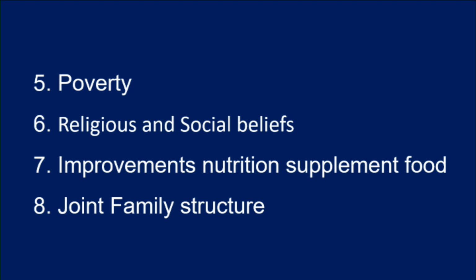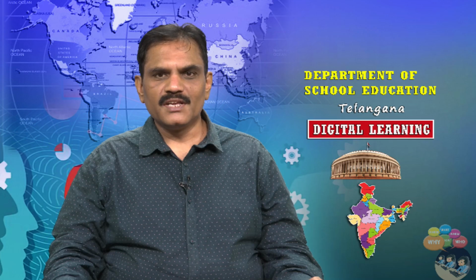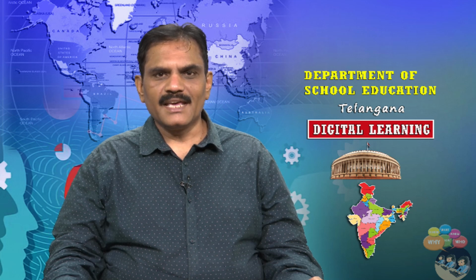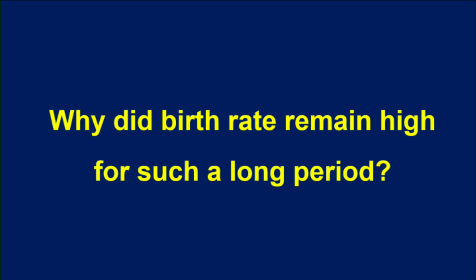Religious and social beliefs, as we have already studied in part 1, is that every parent wants a male child. Because of that also, the population keeps increasing and the birth rate did not come down as much as the death rate has come down. Improvement in nutritious supplement food is also one of the reasons why the birth rate has increased. Joint family structure is also one of the reasons why the birth rate did not come down like the death rate. Why did the birth rate remain high for such a long time?